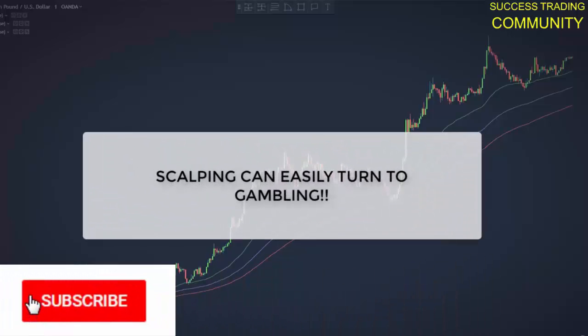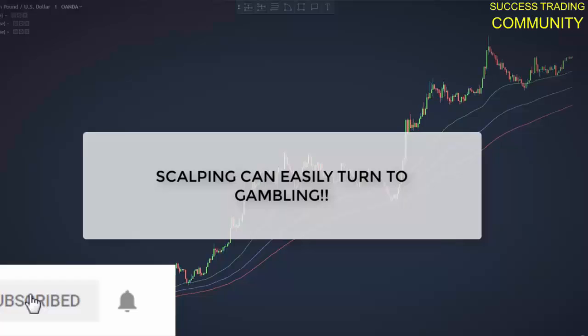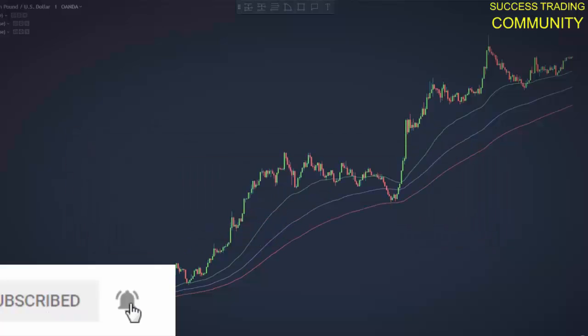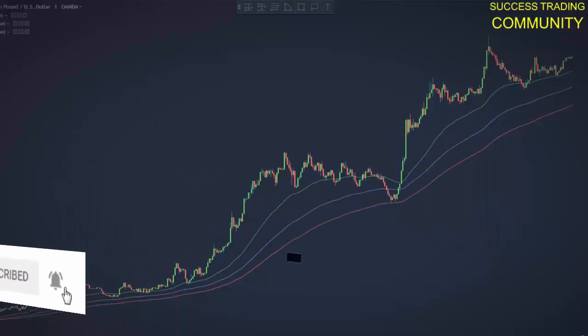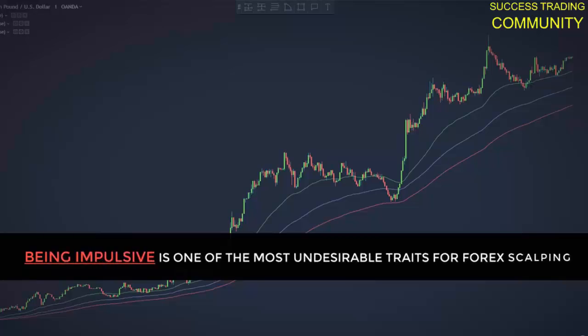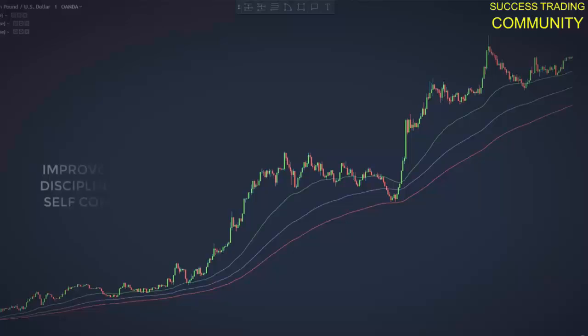Scalping can easily turn to gambling. Excited traders on a winning streak will abandon their own rules in pursuit of fast money. If this happens once, it can easily happen again. Being impulsive is one of the most undesirable traits for Forex scalping. That's why you should try to improve your discipline and self-control before attempting scalping.